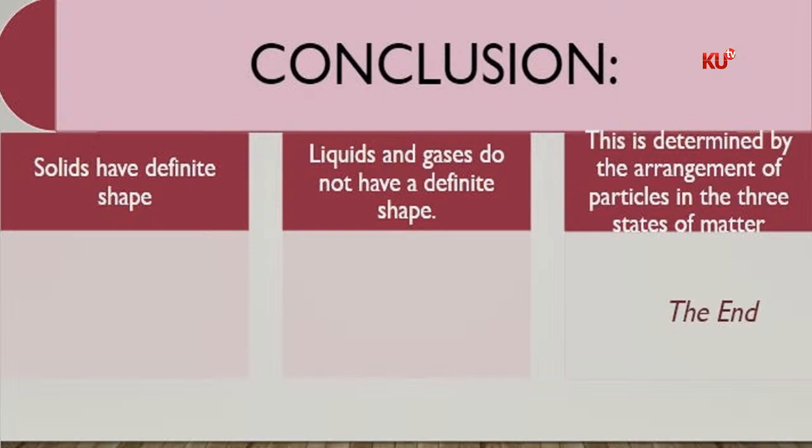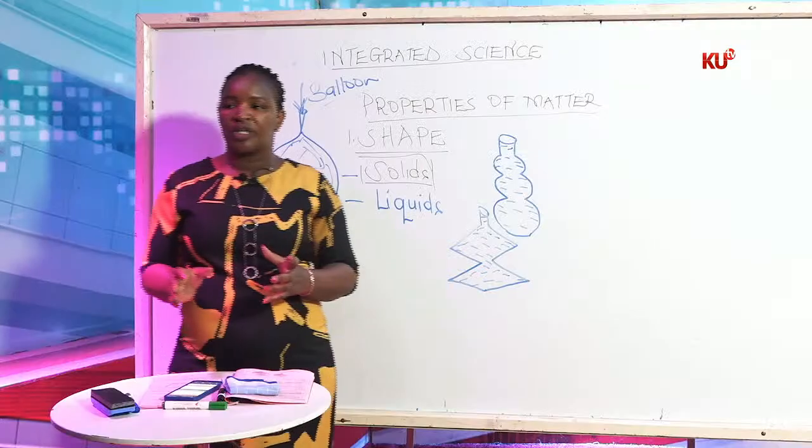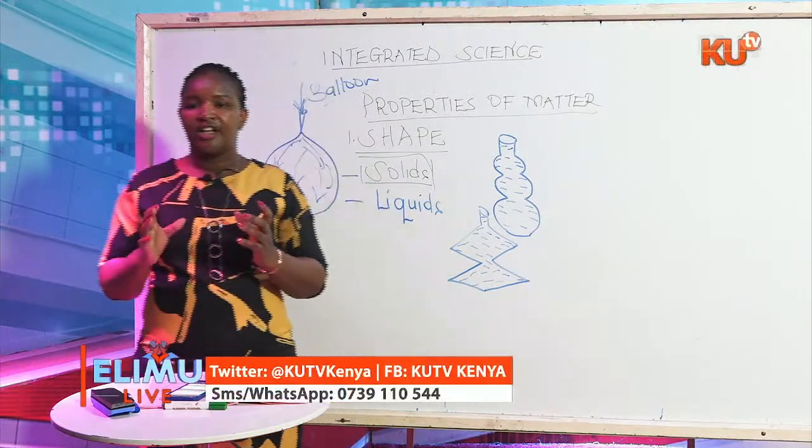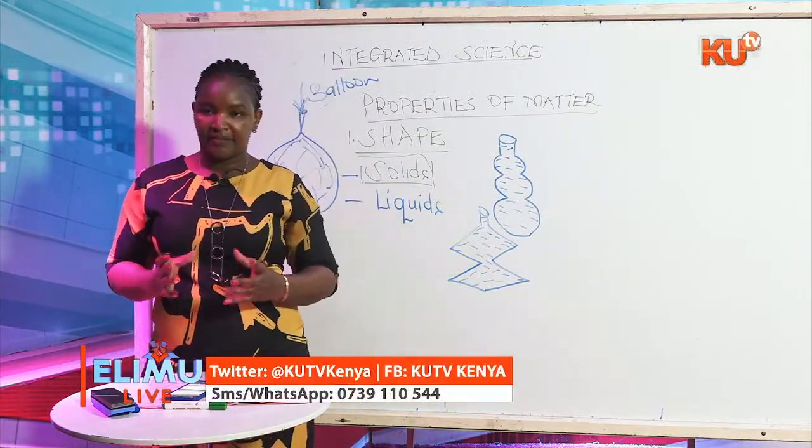And therefore we can make one final conclusion that the shape that a material takes is simply determined by the arrangement of particles in the three states of matter. And that is what we call the kinetic theory of matter.